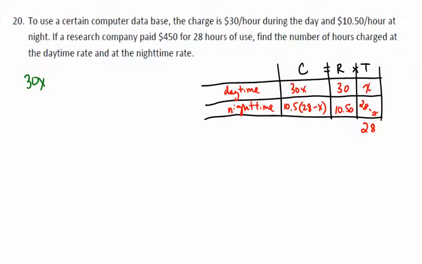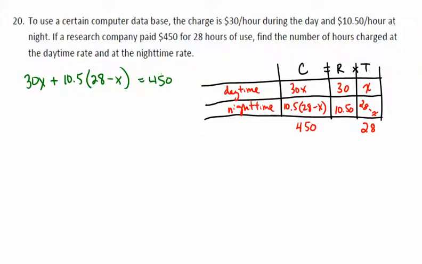So 30x. Now, great. I'll stop right there. Remember that here we're not told that the daytime cost and the nighttime cost are the same. What we are told, though, is that the company paid $450 total dollars. So what that means is we have to add the daytime cost plus the nighttime cost in order to get the total cost. So here, instead of setting them equal to each other, we're going to add the two together.